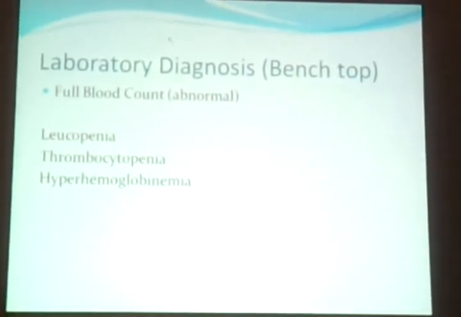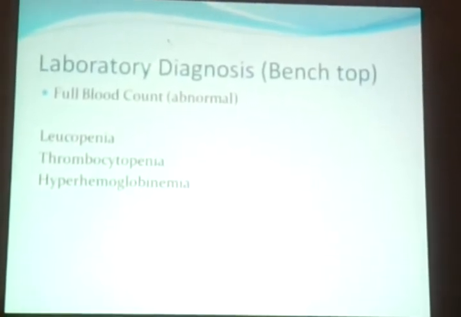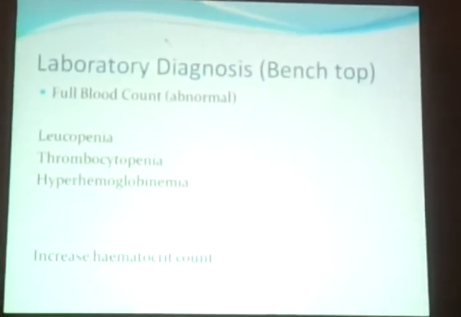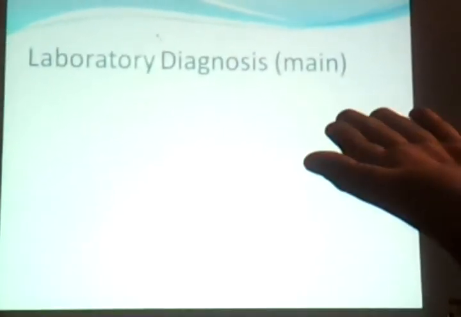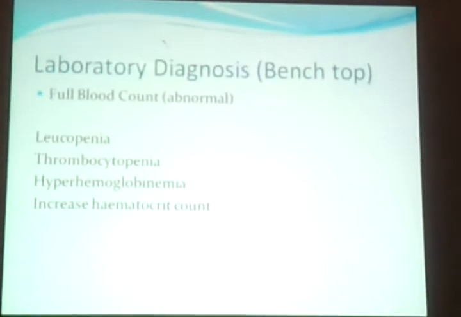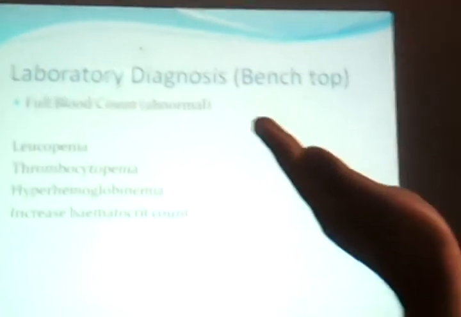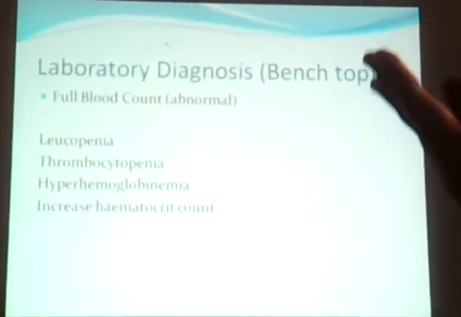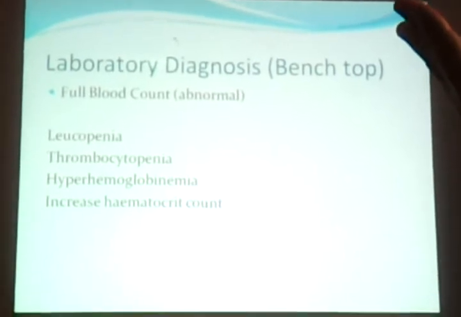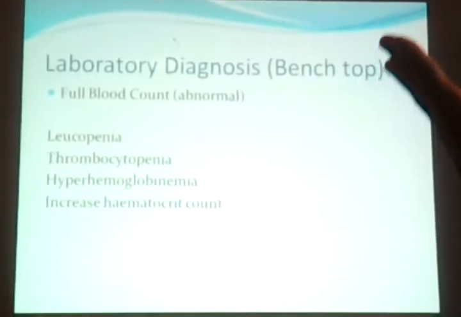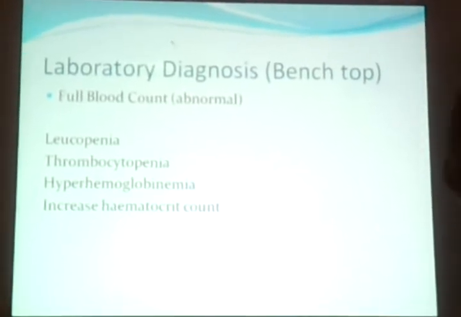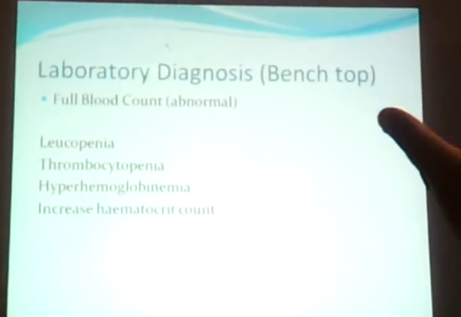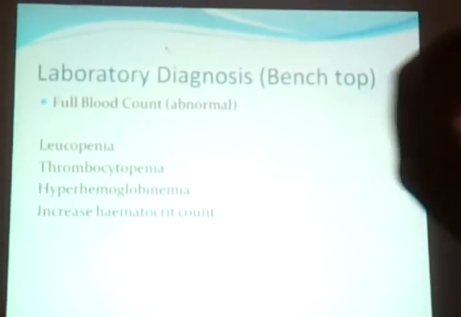Hyperhemoglobinemia, of course, the hemoglobin is increased. Do you see that in patients with dengue? Yes. Increased hematocrit count. Okay? And also, the main, sorry, these are just bench top. When you say bench top, this is a general test. Okay? It's a bird's eye view. So, I do not recommend CBC actually for the primary diagnosis of dengue. Because if a patient, for example, is suspected to have dengue, this one is a characteristic of viral infection. That's it.